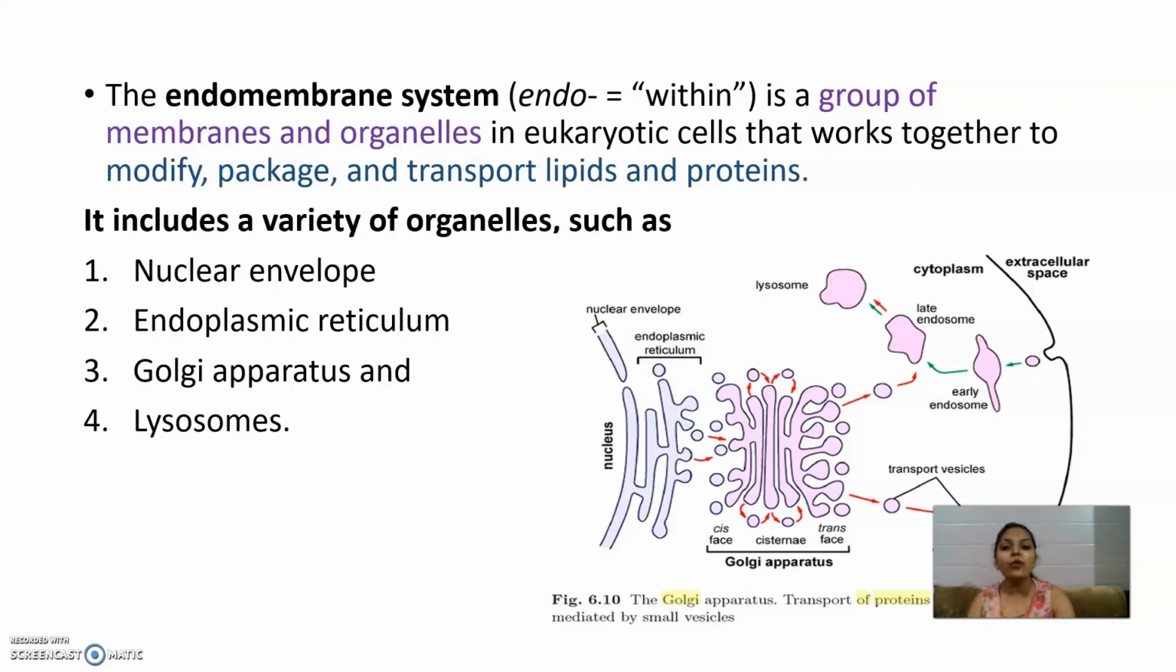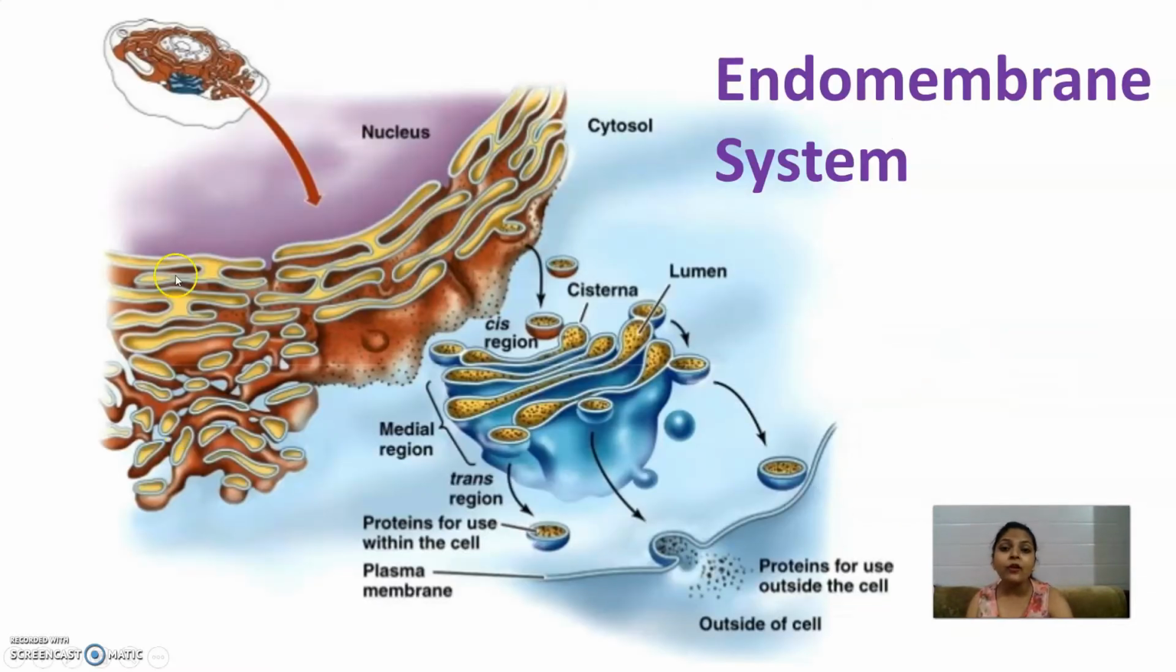So the main components of this endomembrane system are the nuclear envelope, endoplasmic reticulum, Golgi apparatus and the lysosomes. These together work in the modification, packaging and transport of lipids and proteins. Let's see one by one how this transport takes place. Before starting with this transport of proteins, let me introduce you to these organelles and the membranes.